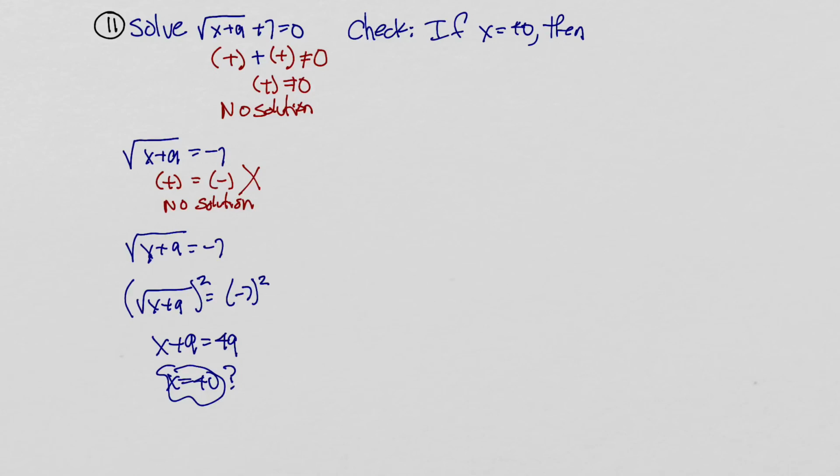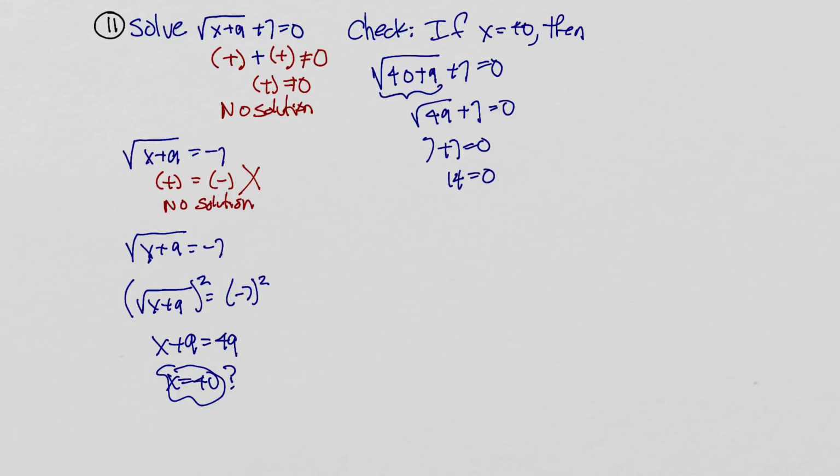we're going to put this 40 back into the very original equation and see what happens. So we are going to get square root of 40 plus 9 plus 7 equals 0. This right here gives us the square root of 49 plus 7 equals 0. Square root of 49, 7, plus 7 equals 0. That gives us 14 equals 0, which is false, right?